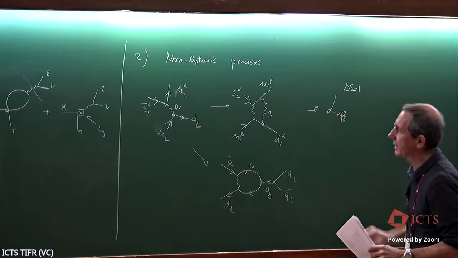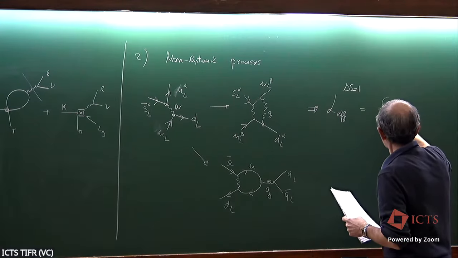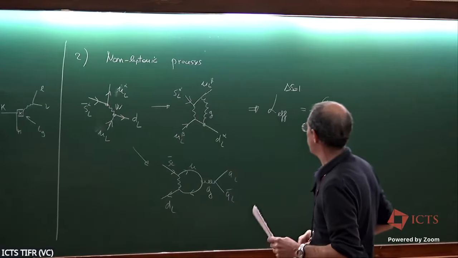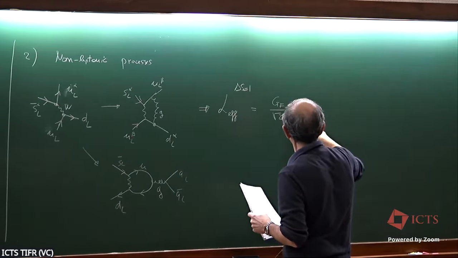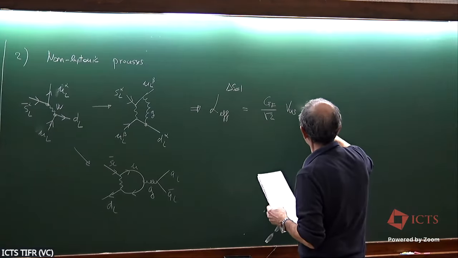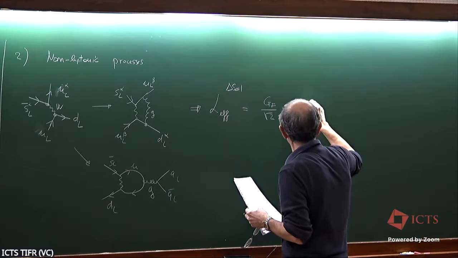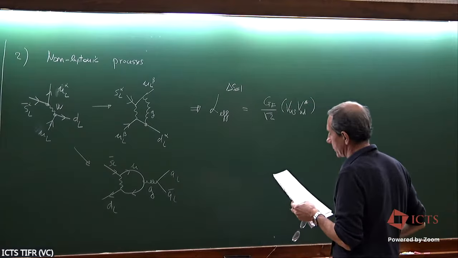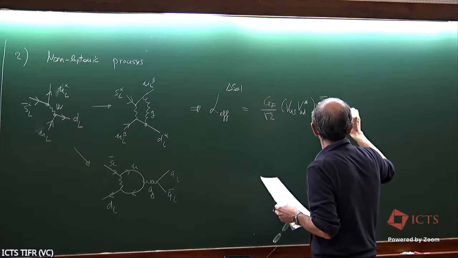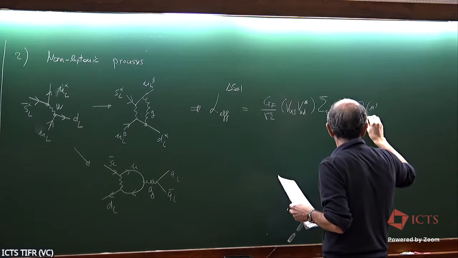For this type of process, the Lagrangian always has this structure. It's G Fermi over square root of 2, because when the W shrinks it becomes G Fermi, then there is V_US, and then V_UD star. It's always this structure, and then there is a sum of Wilson coefficients and operators. These are four-quark operators.